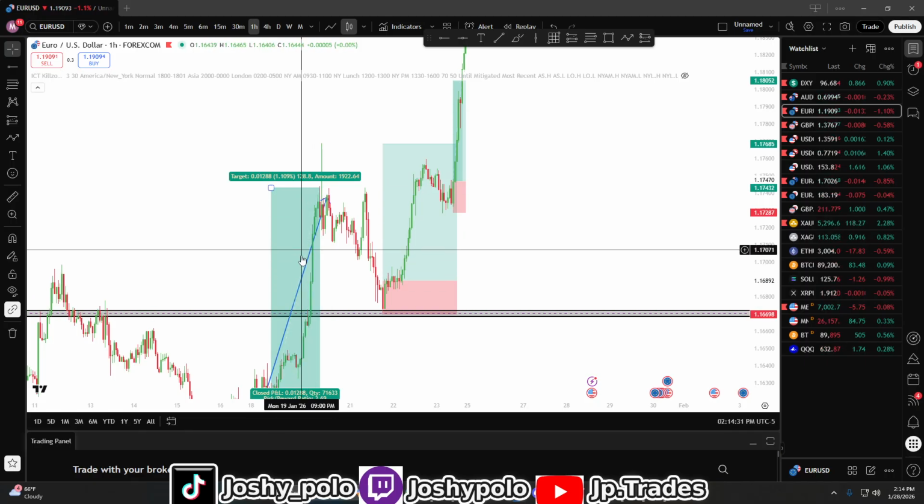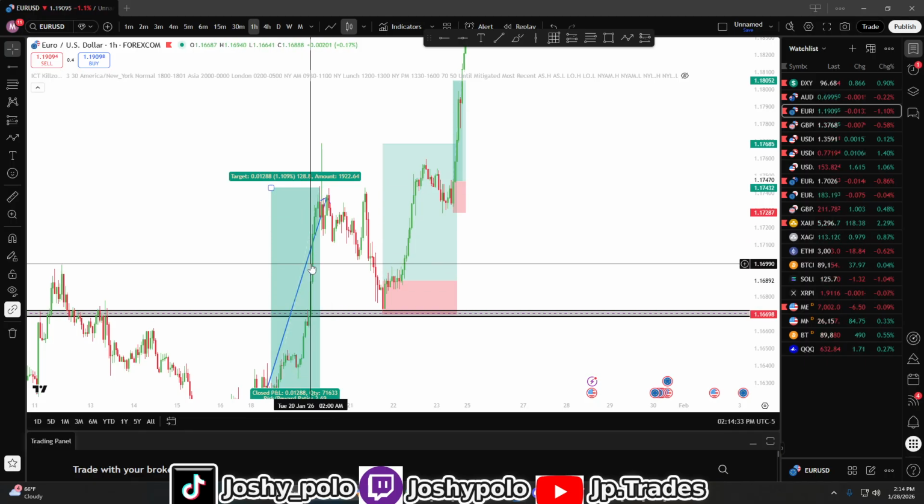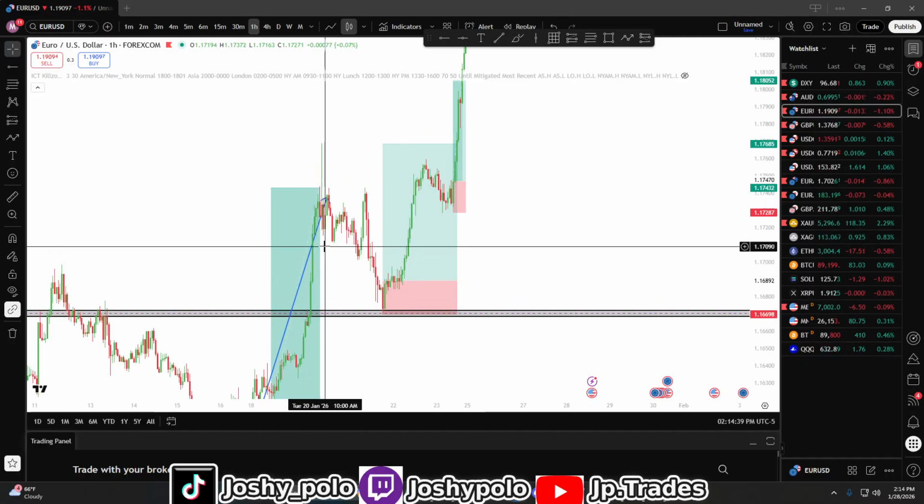Because when you see moves like this, there's a lot of people with FOMO just clicking buy. They don't want to miss the move. They see, oh my gosh, we're really bullish.